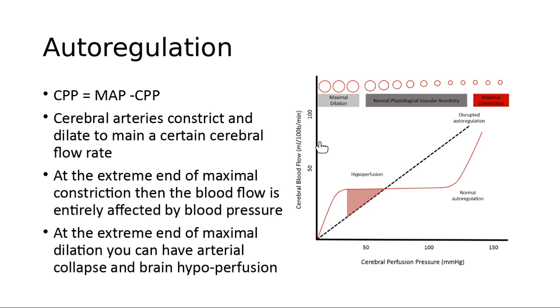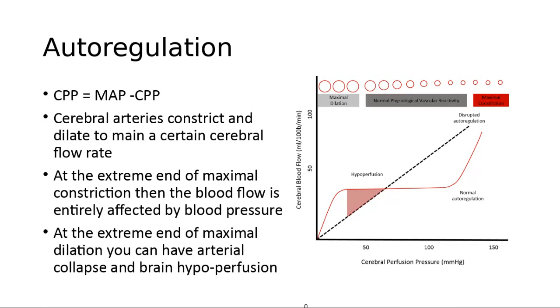Autoregulation. The brain in and of itself can regulate how much blood flow it receives, and it does so through arteriolar constriction and dilation. Cerebral perfusion pressure is governed by mean arterial pressure minus ICP or CVP, depending on which is higher. Often we're more concerned with ICP within the neurosurgery realm. With increasing systemic pressures, we have increasing arteriolar constriction in the brain, and with decreasing systemic pressures, we have increasing arteriolar dilation in the brain. You can see that here at the top, with increasing constriction at higher systemic pressures and increasing dilation at lower systemic pressures.